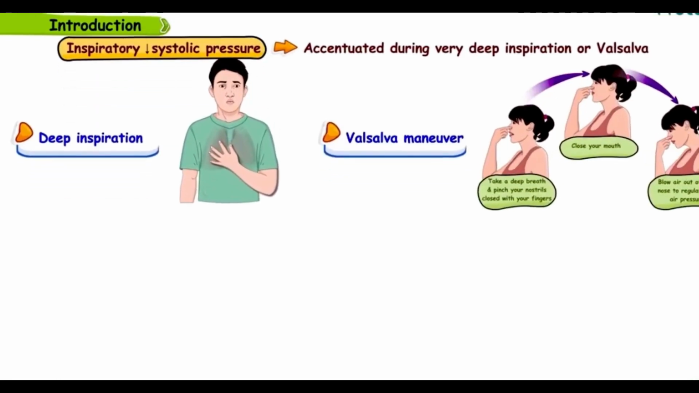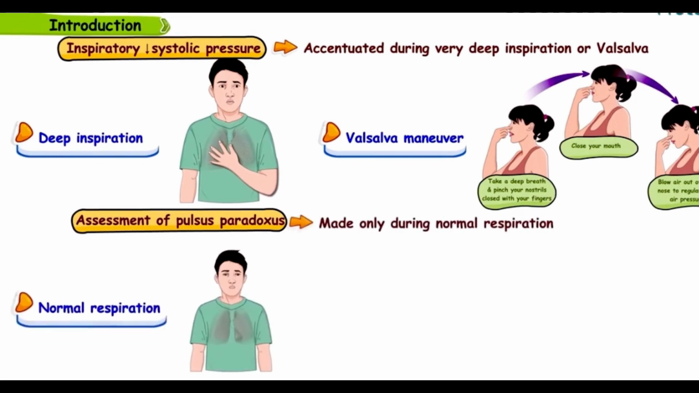The inspiratory decrease in systolic pressure is accentuated during very deep inspiration or Valsalva. Thus, assessment of Pulsus Paradoxus should be made only during normal respiration.